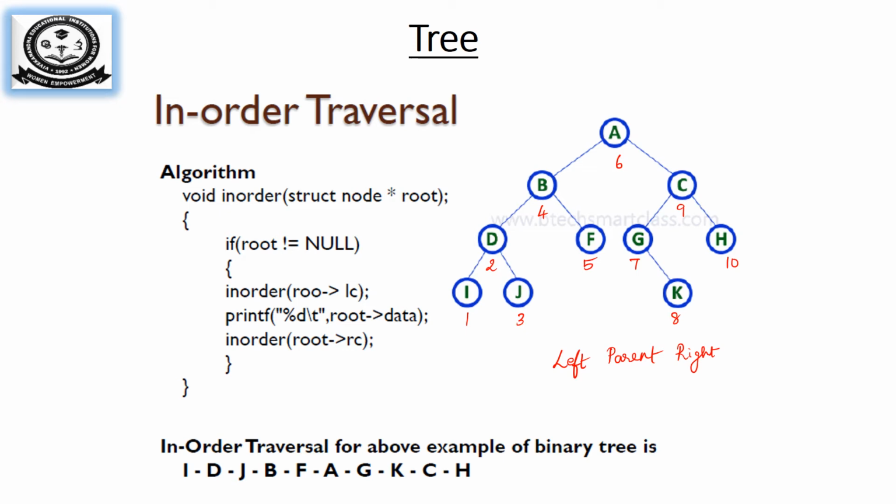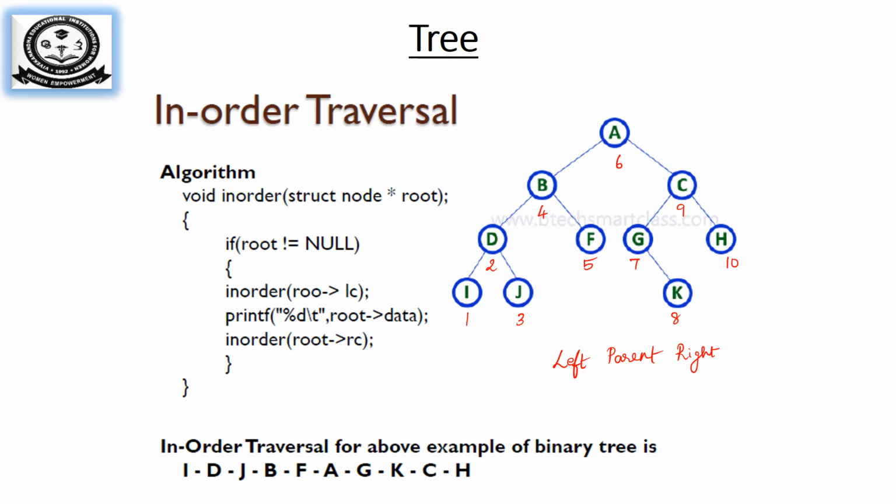See the coding: inorder of root's left child. It will go to the leftmost child, print the leftmost child, then it comes to the parent node and prints the parent node, then it comes to the right child and prints the value. So this is how it works. Simple, you can understand. Left, root, or you can take it as left, parent node, right. So LPR: L stands for left child, P stands for parent node, R stands for right child. So the in-order traversal is LPR.